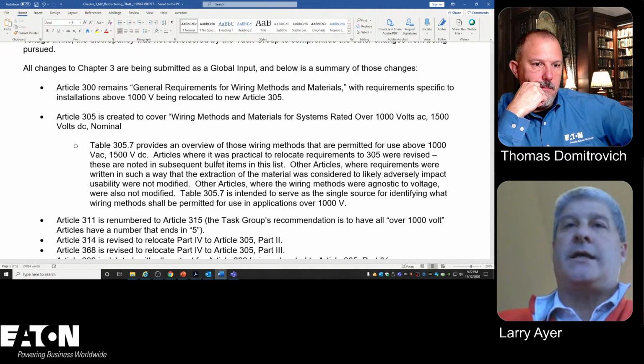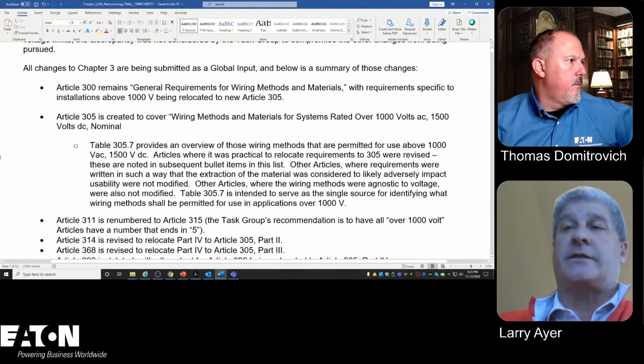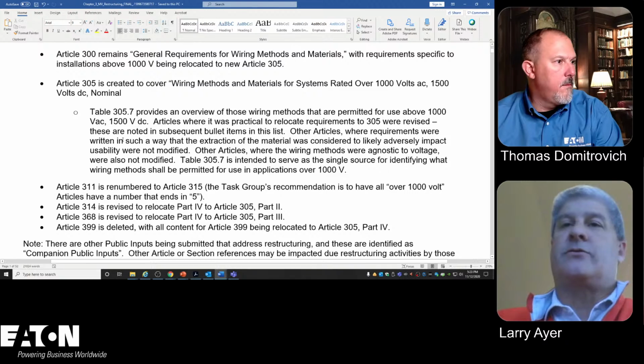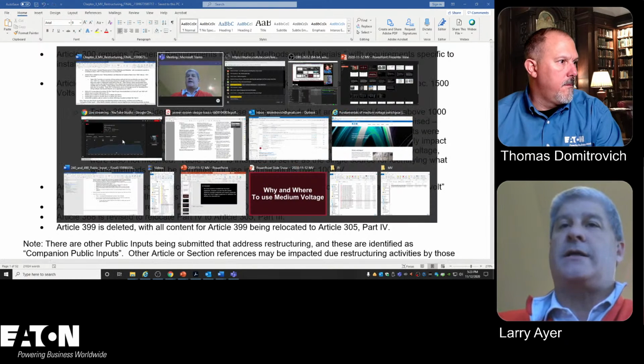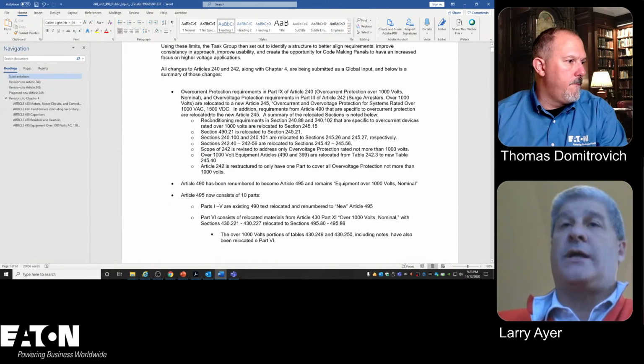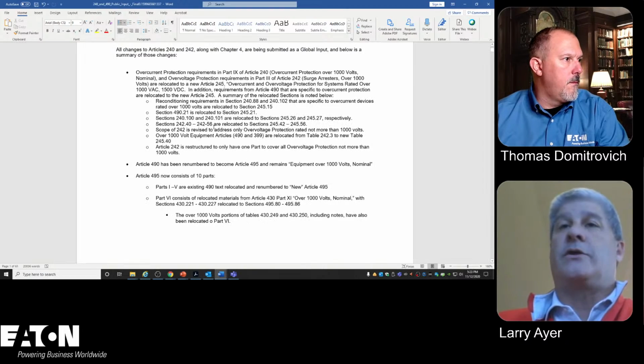We're also trying to take, if you look at Article 490, 490 has a tremendous amount of overcurrent devices and overcurrent protection items. So we're trying to get things really where they belong. So in 490, we're going to take some of those requirements and merge them with the medium voltage in 240 to create an Article 245.